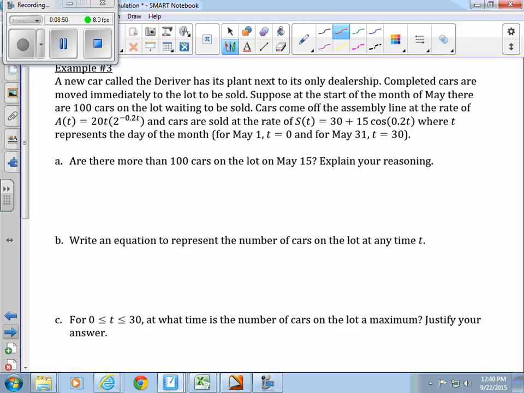If I just plug in 15 for A of t, that would be a rate. That would be like cars per day. So that would be the amount of cars per day that come off the assembly line on May 15th. To get the number of cars, I need the integral. Does everybody agree? Because the number of cars would be the accumulation of the rate over those 15 days. So you tell me, what does this integral give me?